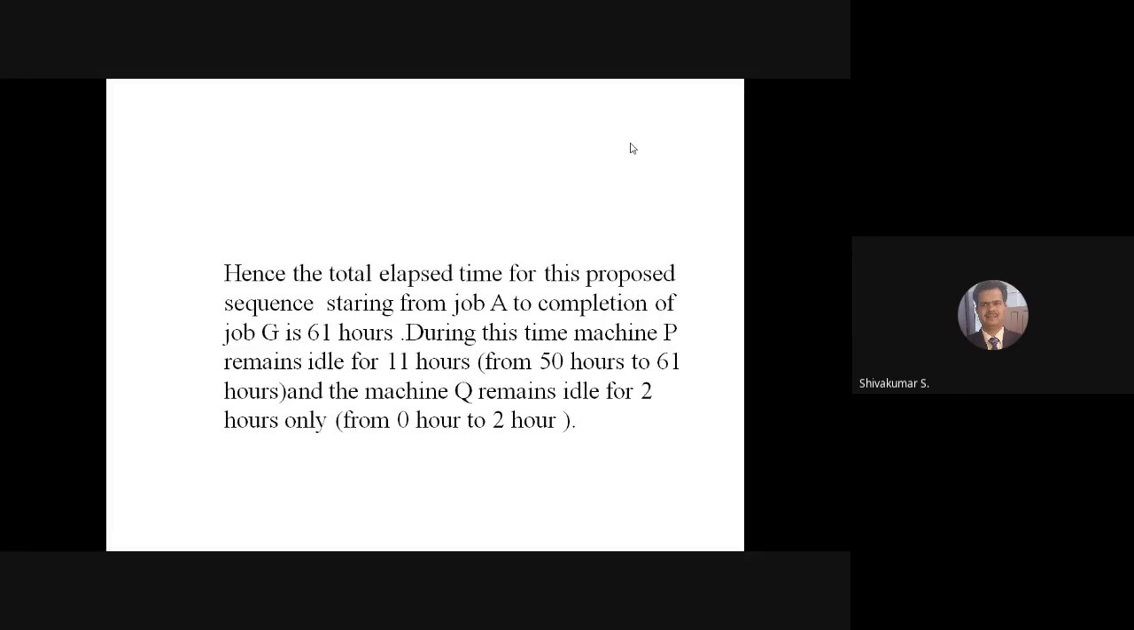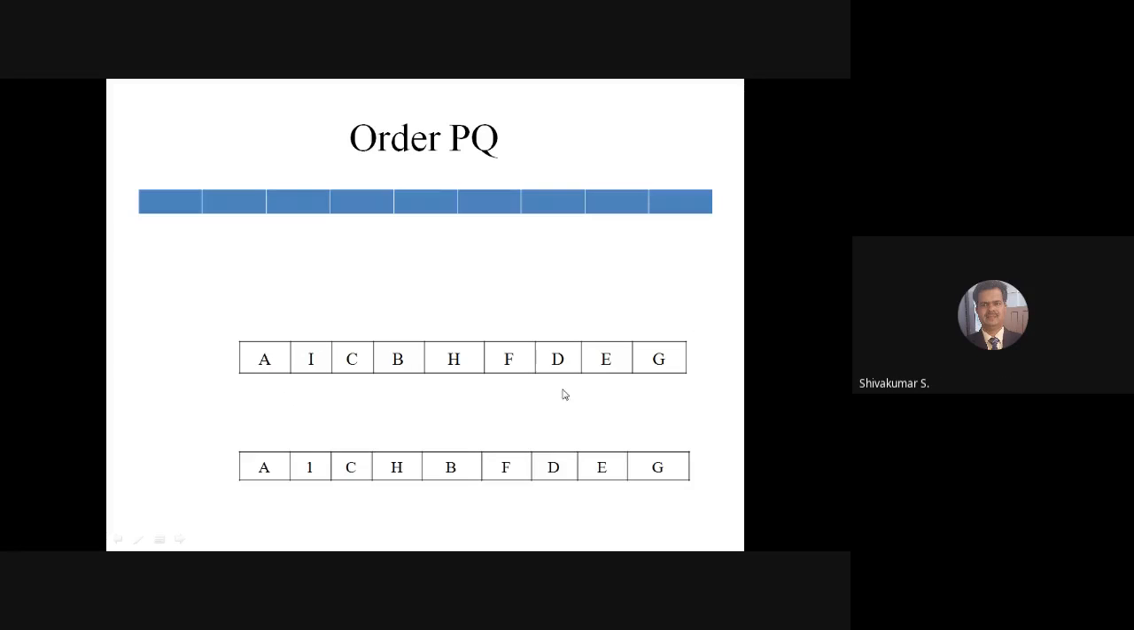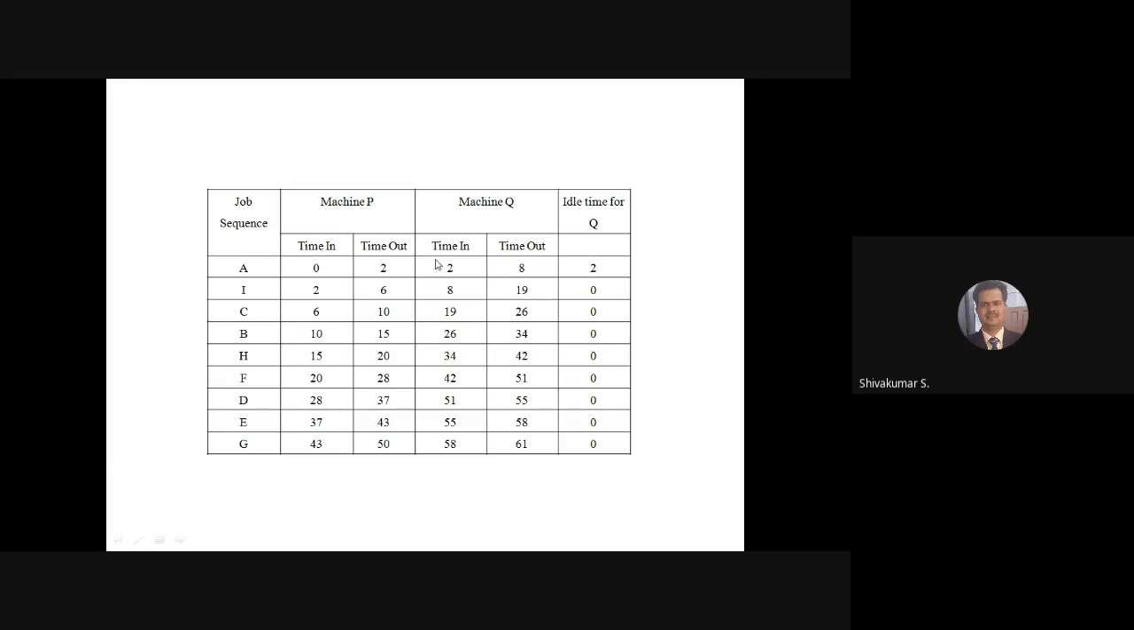Sir, they have asked to find the sequence that minimizes the total time elapsed. By using this sequence, you can minimize it. Suppose you do A, B, C, D and so on, this is going to be more. So this is the best sequence in which you have got the minimum total elapsed time. So the first step was that only, we have found the sequence. This sequence is going to minimize the total elapsed time. This is the idle time. Basically, this is used to find out the idle time for machines Q and P.